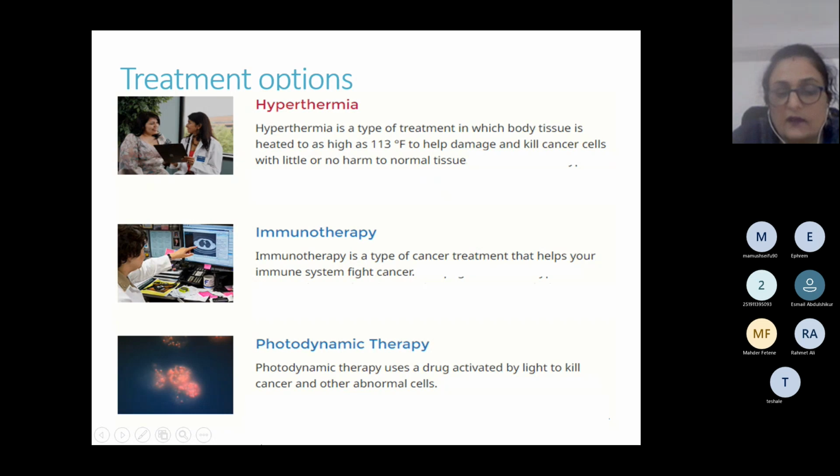Then you have photodynamic therapy. Here, photo, as the name suggests, you can understand it is with respect to light. Photodynamic therapy uses a drug activated by light to kill the cancer cells and of course all the abnormal cells. So here, like by giving heat, you were giving the hyperthermia treatment to kill the damaged and the cancer cells. But here by giving light at the site where the cancer cells are present, you kill the cancer cells and also the abnormal cells. So these are also some of the latest technologies which are being used.